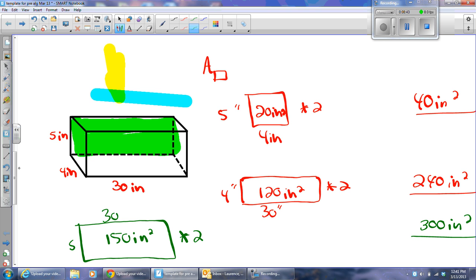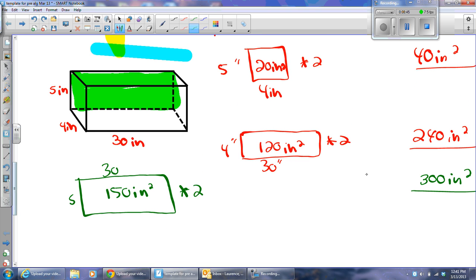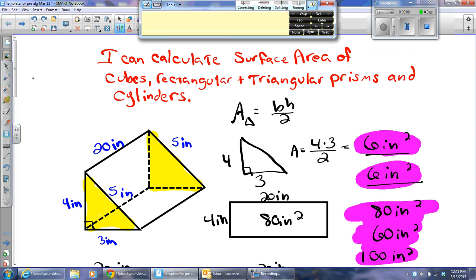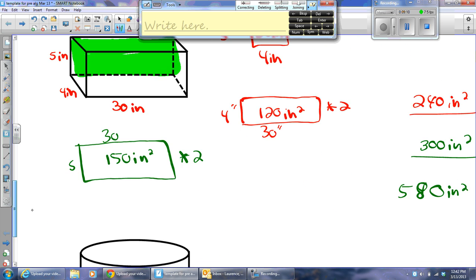All right, so we're going to get a 0, an 8, excuse me, and then a 5. It looks like 580 inches squared. Oh, it happened again. Danger, Will Robinson, danger. All right, let's go back. There we go. All right, so 580 inches squared.